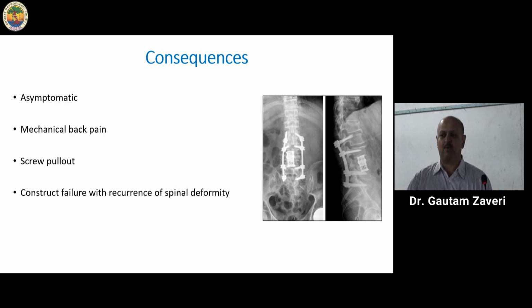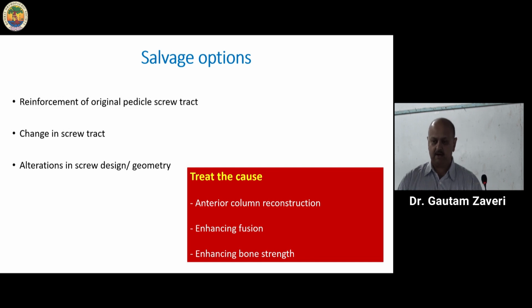Occasionally, the patient will complain of mechanical back pain. They may have screw pull-out, in which case the implant becomes more prominent under the skin, and there may be construct failure with recurrence of deformity.